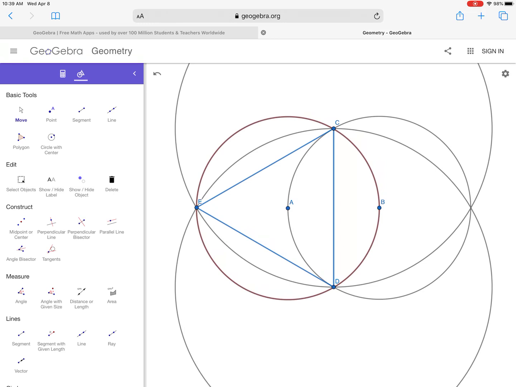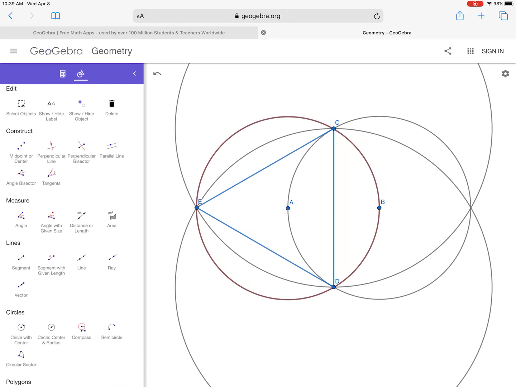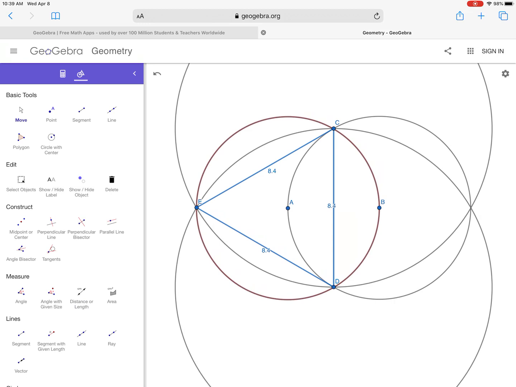And we call that circle A because A is the center. Now let's verify that. If we go down here under measure, you see distance or length. Let's verify, in fact, that it is an equilateral triangle. What I did was I just clicked on each of those lengths, and I see that they're all 8.4. Brilliant. We have constructed an equilateral triangle in this circle.